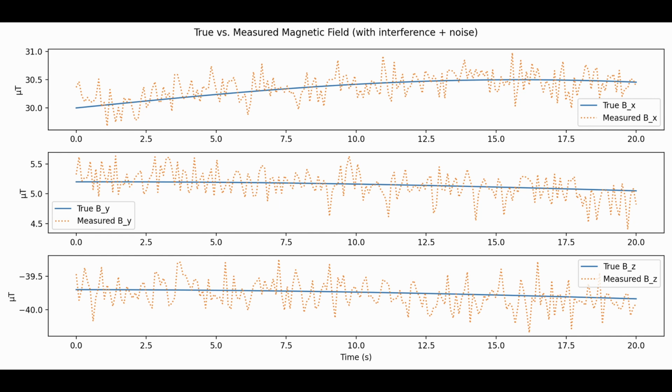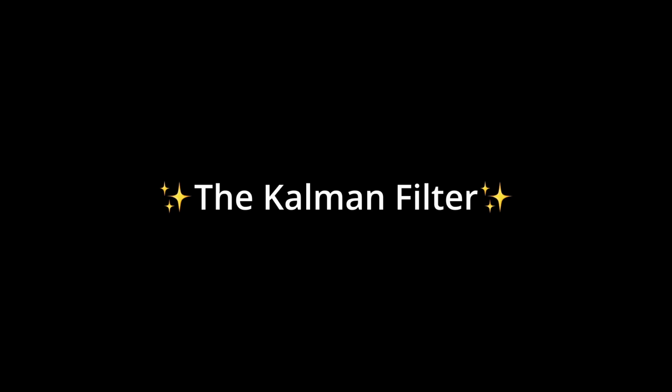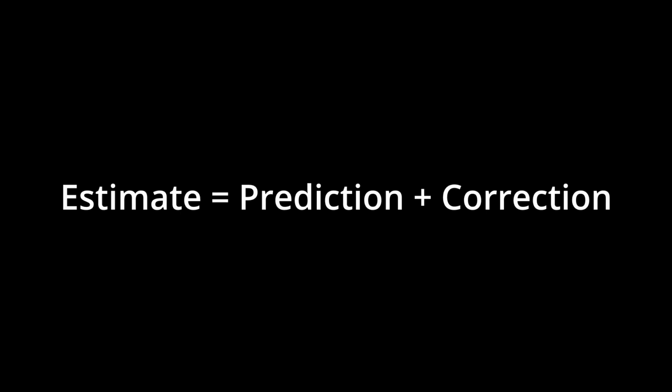This data is simulated readings of the magnetic field in orange and the simulated true magnetic field in blue. The goal is to get the orange line as close to the blue as possible after we run it through a filter. Introducing the Kalman filter. This is a math tool used by engineers to make sensor readings more accurate. The way the Kalman filter works is by using this equation. Estimate equals prediction plus correction.